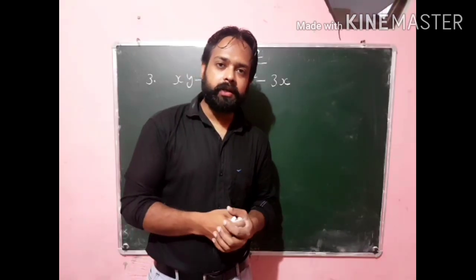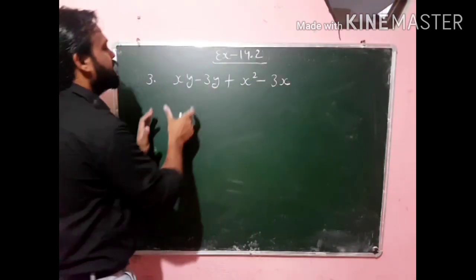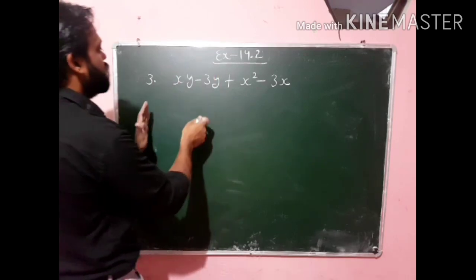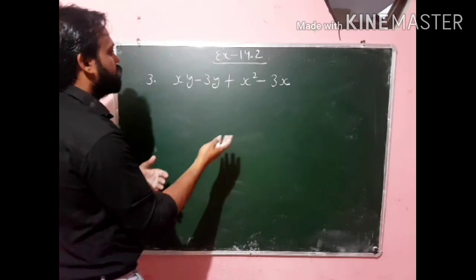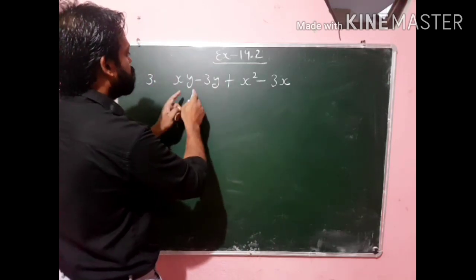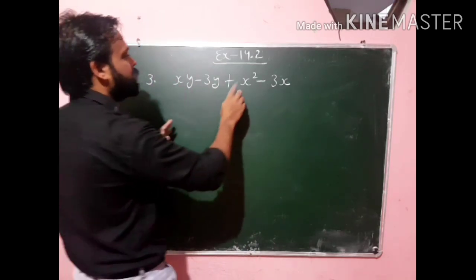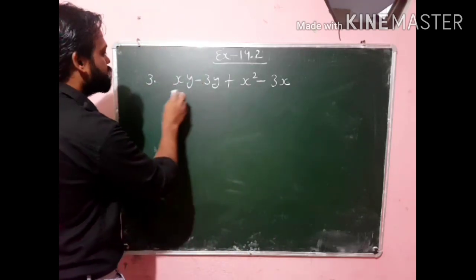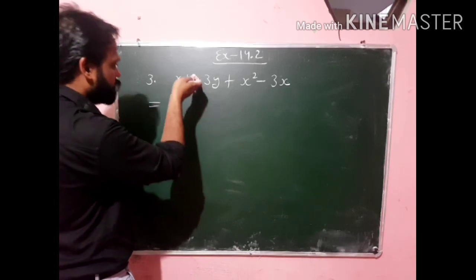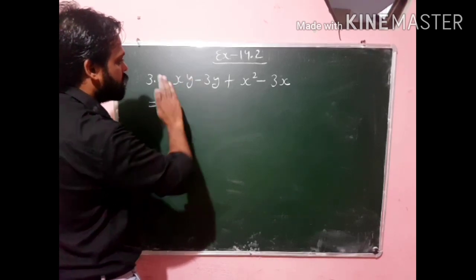Okay, now see the third sum. In this sum again we have to make the groups. So take this as the first group and this as the second group. Why? Because in the first group we can take y common, and in the second group we can take x common. So first of all make this first group. How can we take common? You can see when I solve, then you can easily understand.